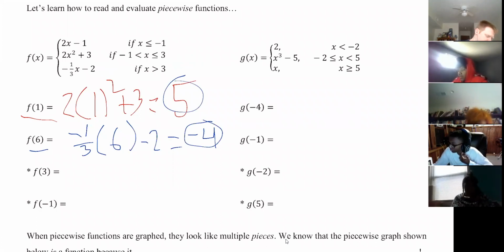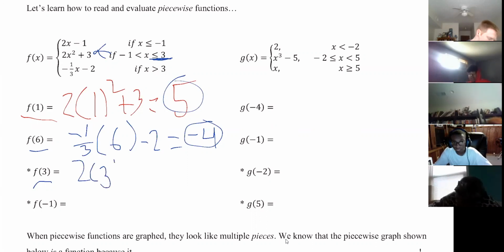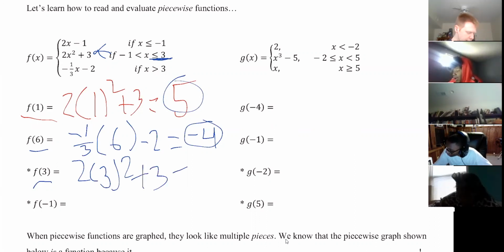Just clean this up a little bit. F of 3, be careful, because it wouldn't be the bottom equation since 3 is not included there. The less than or equal to 3 means 3 is included in this middle function. So for 3, I would plug it in here. So it'd be 2 times 3 squared plus 3. How I would do it is square 3, that would be 9. So 9 times 2 is 18, plus 3 would be 21.